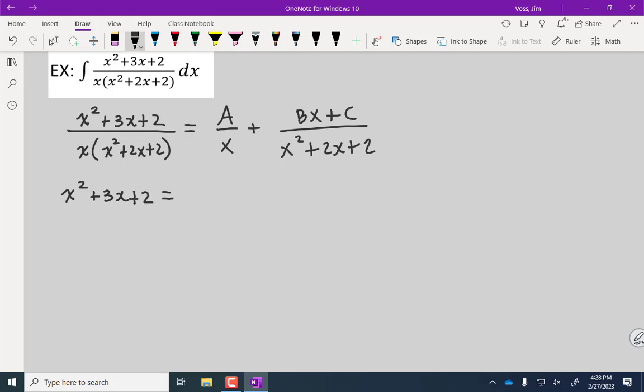When you multiply by this yellow box, times that fraction, the x cancels. So you're going to end up with A multiplied by x squared plus 2x plus 2. When you multiply the yellow box by this, you're going to end up with bx plus c times x. Quick question: could we factor bx plus c? No, never mind. You cannot factor bx plus c.